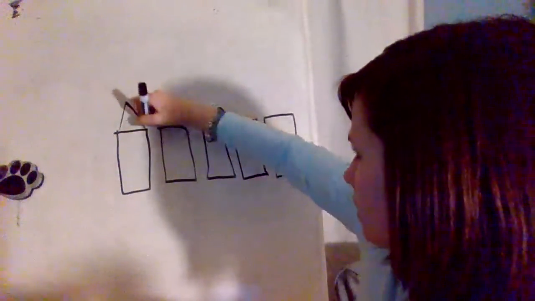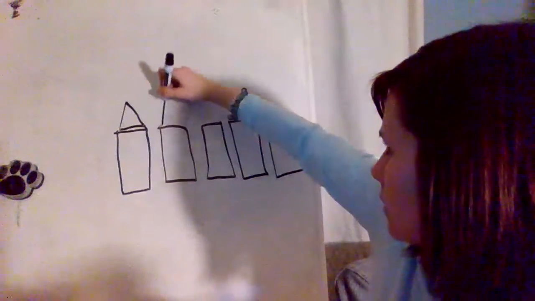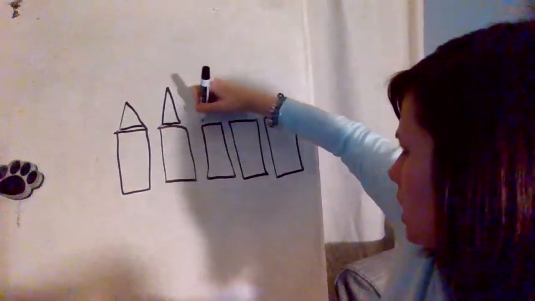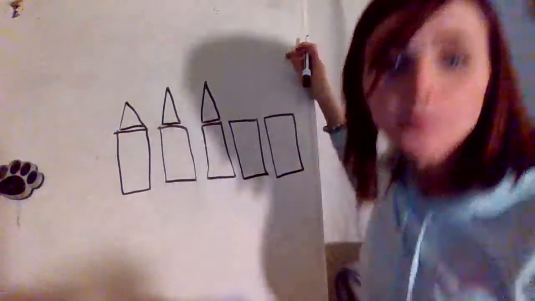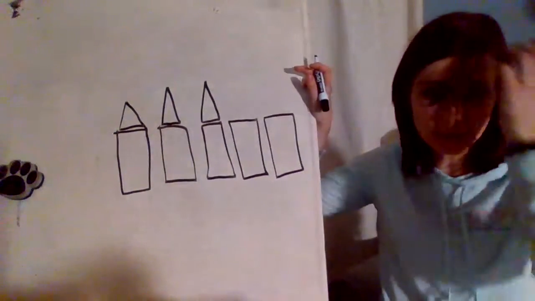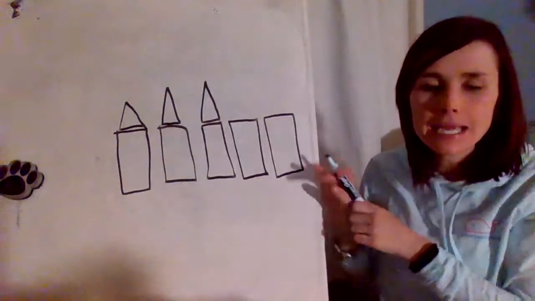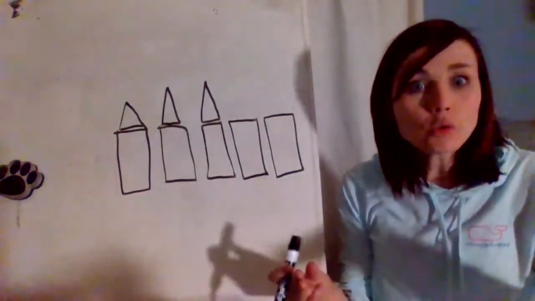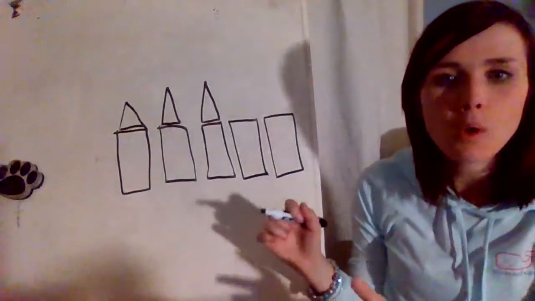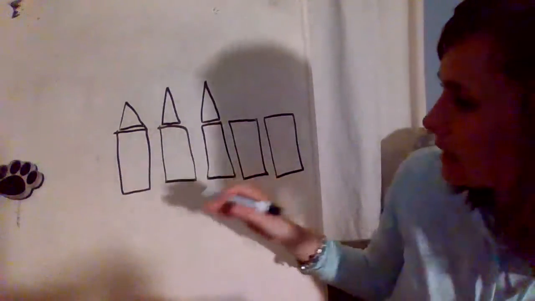Okay, here's 1, 2, 3. All right, and they want to know how many more cones does he need? All right, so what would our takeaway number sentence be? You could do addition as well. Okay, let's do both. All right, what would our takeaway sentence be?